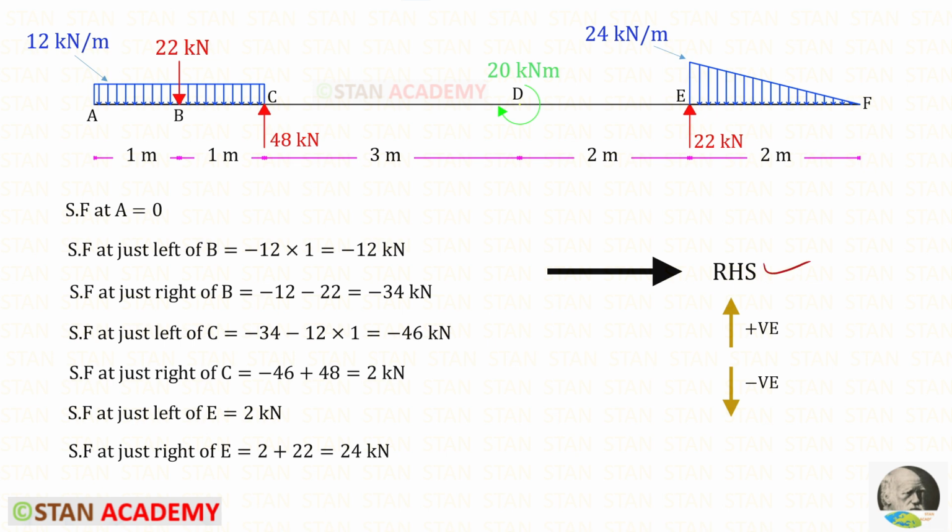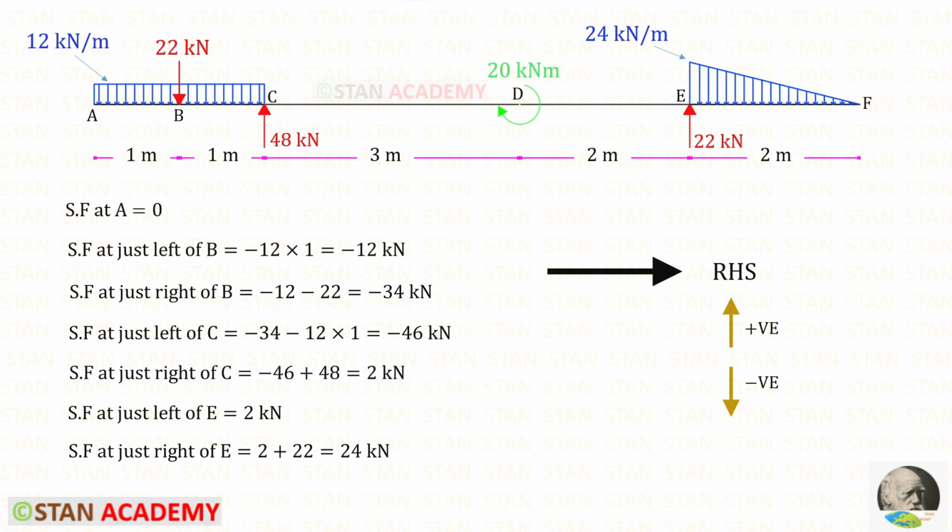Using the right hand side rule, let us find the shear force values. Shear force at A will be 0. Let us find the shear force at just left of B. Up to just left of B, we have the UDL 12 kN per meter. It is acting downwards, so negative, and the area is 12 into 1. In this way, we will get minus 12. To find the shear force at just right of B, with this we have to add this. This load is acting downwards, so it is also negative. In this way we will get minus 34.